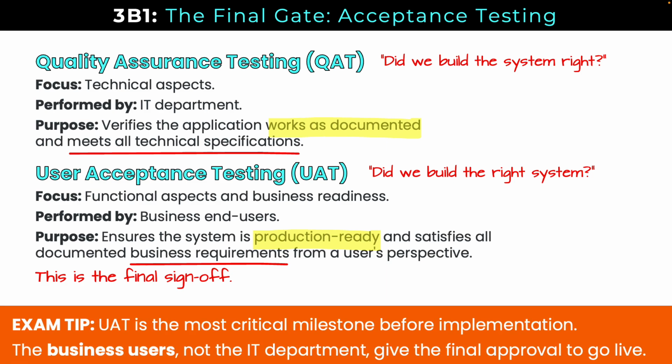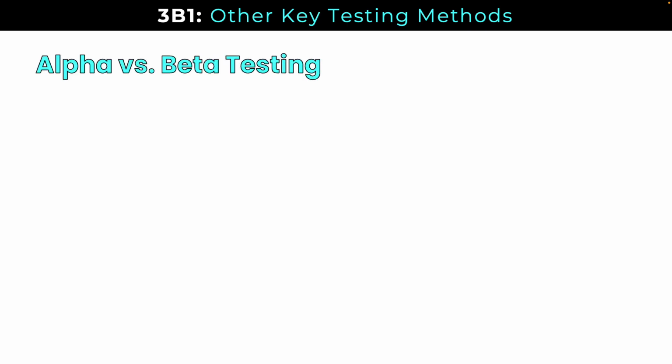So for the exam, remember UAT is the most critical milestone before implementation, and it's the business users, not the IT department, that give the final approval to go live. So let's talk through a few other testing methods. There's alpha and beta testing.